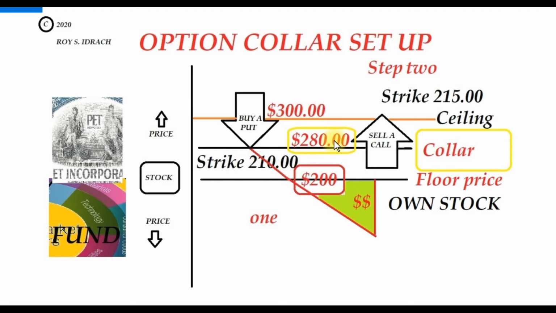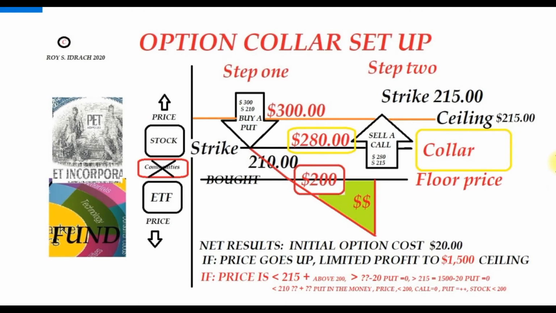Okay, so this is your floor price, 200. This is your ceiling price, 215. If the price of the stock is at 200, you got 300 for this when you bought it. Now when you sold this one, it helped you pay for this. So the only thing that this trick is going to cost you is $20. That's nice, right? $20.